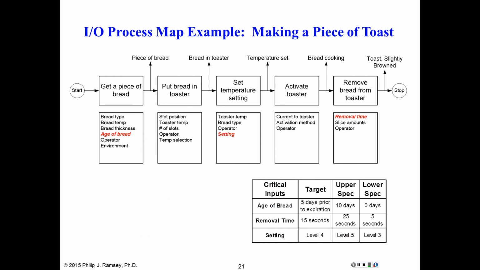So here's an example of making a piece of toast. By the way, notice that they highlighted some of the inputs that they think are important. So the age of the bread, temperature settings, and removal time. Okay, all of that makes perfect sense. And then the final output, hopefully, is toasted, slightly browned bread, although that would be part of the CTQs, how we would measure the final quality of the toast.